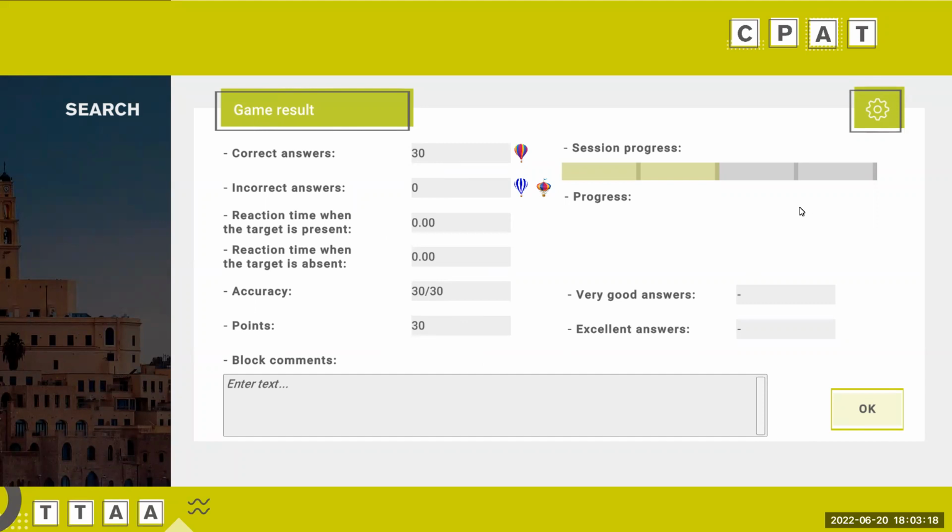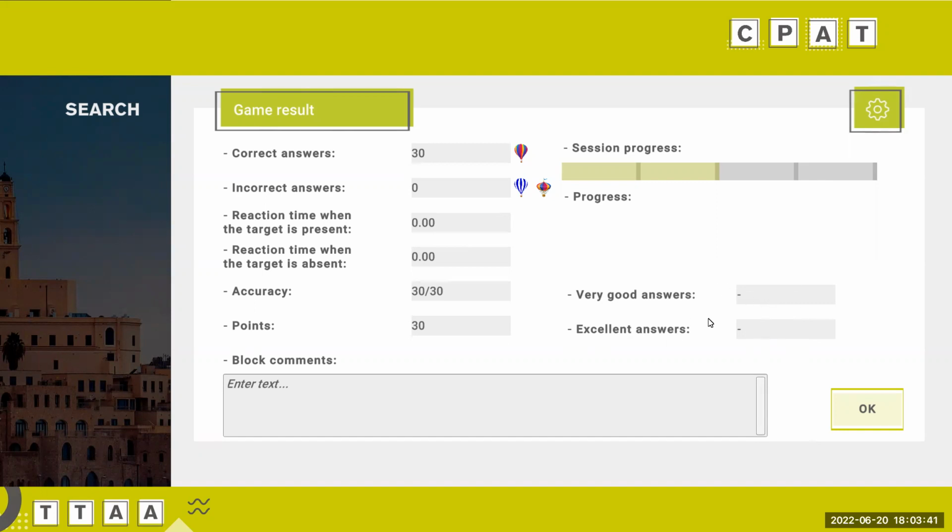The other thing you see in this page is the session progress. So how many blocks you've completed out of the total blocks that are planned for this session. In this case, I've just completed 2 blocks and I had 4 blocks. So I still have 2 more blocks to complete. And the other information here again is how many very good answers I had and how many excellent answers.